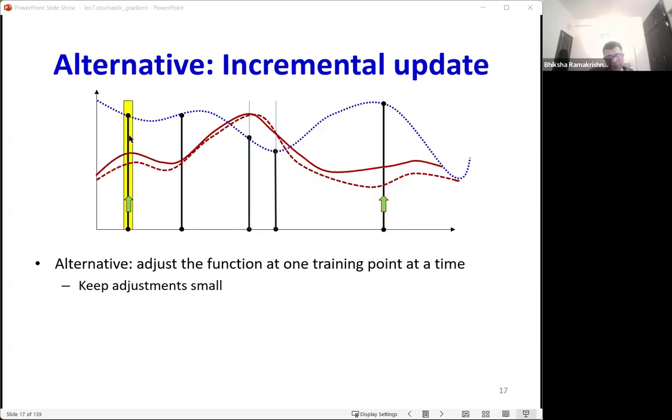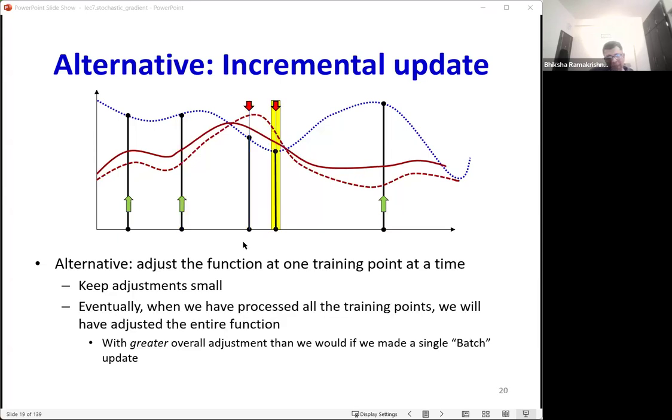Then you pick up some other point, correct the function up there. Then you pick up a third point. Here at this point, the function is overshot. You push it down a bit. Then each of these corrections makes an adjustment to the function. And so eventually, when you've gone through all the training points, you would have adjusted the entire function at all of the training points. And this can potentially give us a greater overall adjustment than if we had made a single batch update. This making sense?